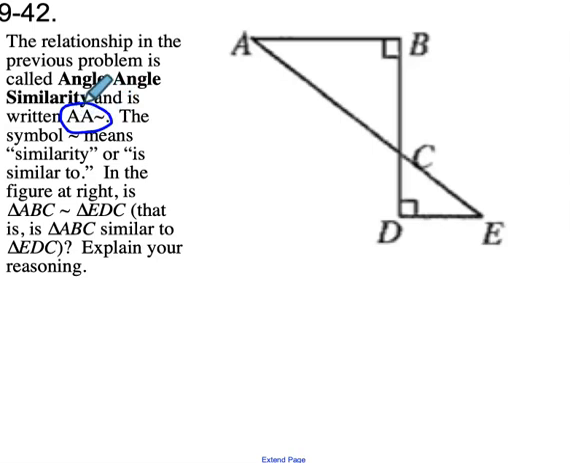It's angle-angle similarity. The symbol right here means similarity, or "is similar to." So right here we know that triangle ABC is similar to triangle EDC. That symbol really means similar. So how could we prove, because it says they're similar, how do we know for sure? How can we prove this?